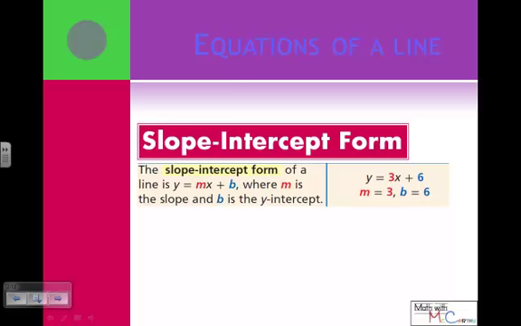Another way that we can write the equation of the line is in slope-intercept form, which is y equals mx plus b, where m in this equation is the slope and b is the y-intercept, or where the line crosses the y-axis. So in the equation y equals 3x plus 6, the slope of that line is 3, and the y-intercept, or where it crosses the y-axis, is 6.